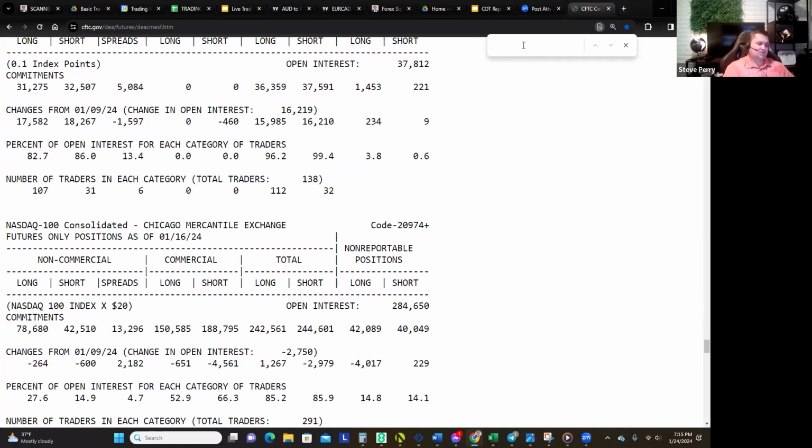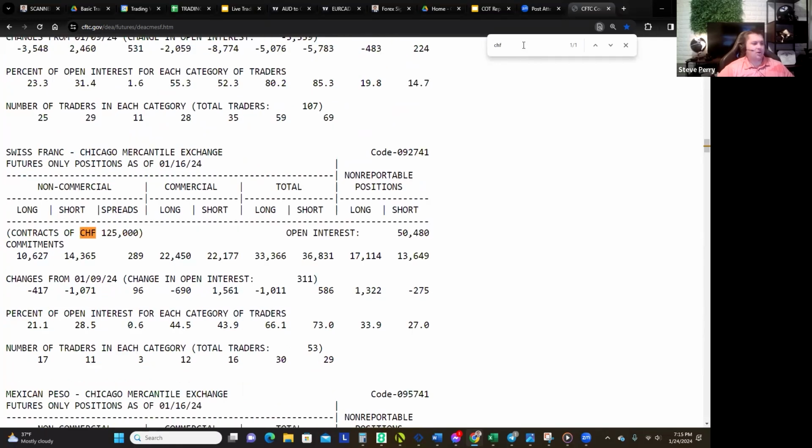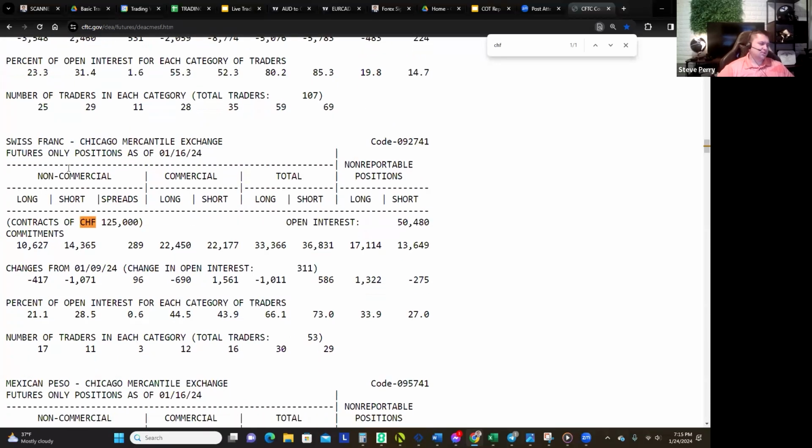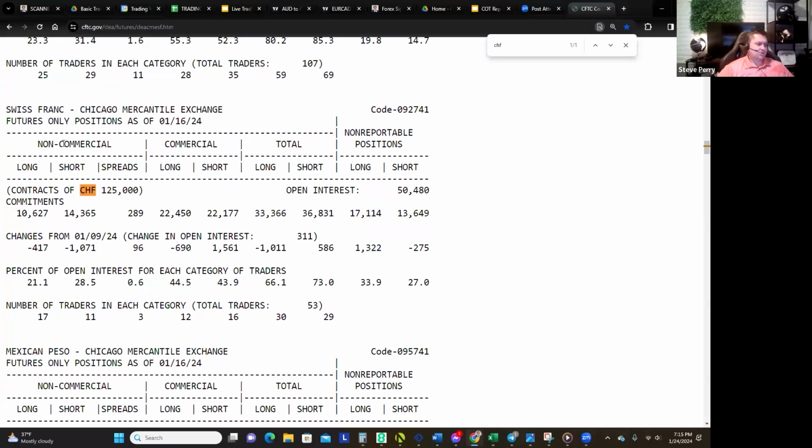Right here's NASDAQ. So you can see here's NAS right here. If I wanted to search for, I don't know, the Swiss franc, I would search CHF and it takes me up here. Here's the Swiss franc. Here's non-commercial, commercial. Here's their positions. Here's the change in positions from the previous week.